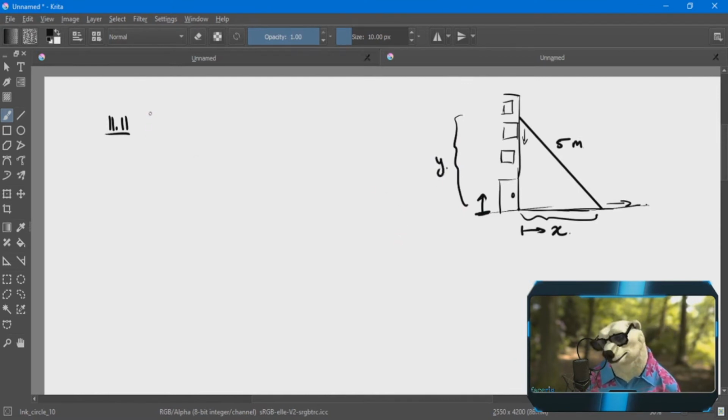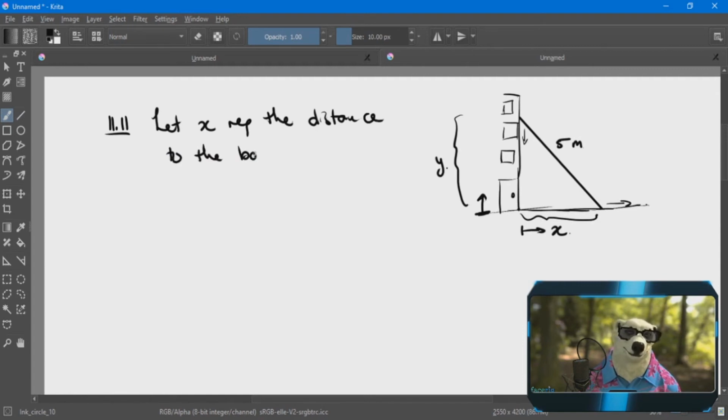So let's define those. Let X represent the distance to the bottom, let's say, of the ladder.